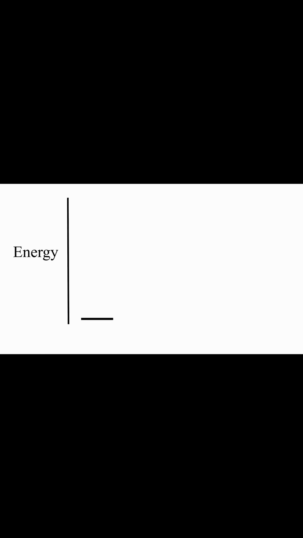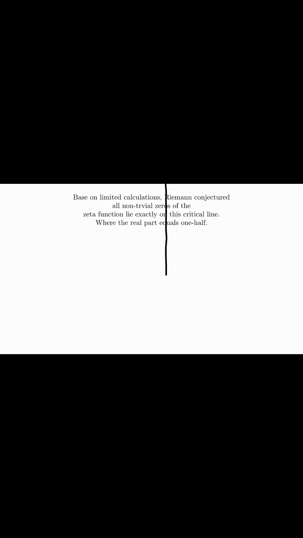These zeros appeared to follow a pattern that was both structured and mysterious, resembling in some ways the distribution of energy levels in quantum mechanical systems. Based on limited calculations, Riemann conjectured that all the non-trivial zeros of the zeta function lie exactly on this critical line, where the real part equals 1/2. This seemingly technical statement about complex analysis is what we now call the Riemann hypothesis.